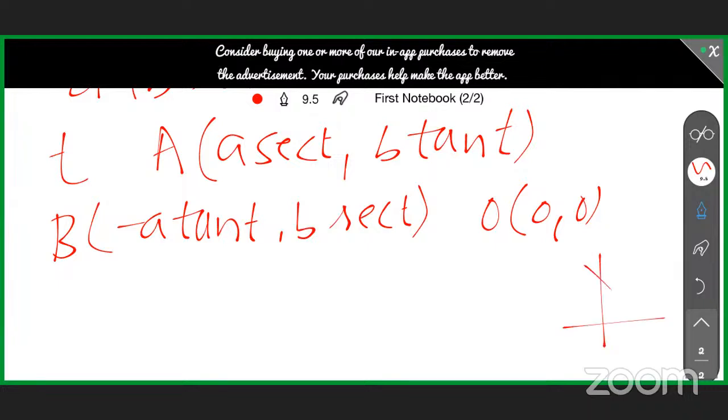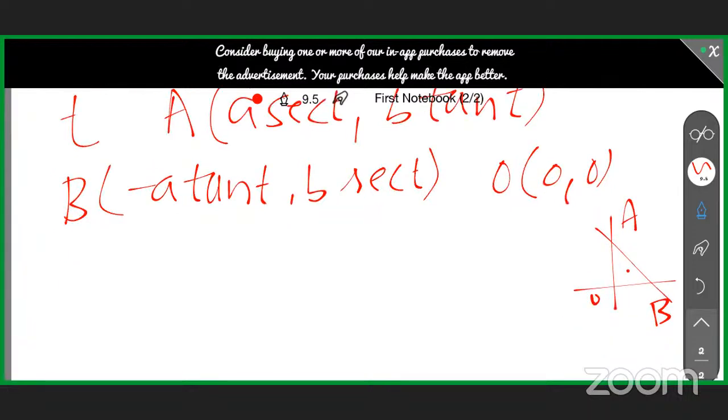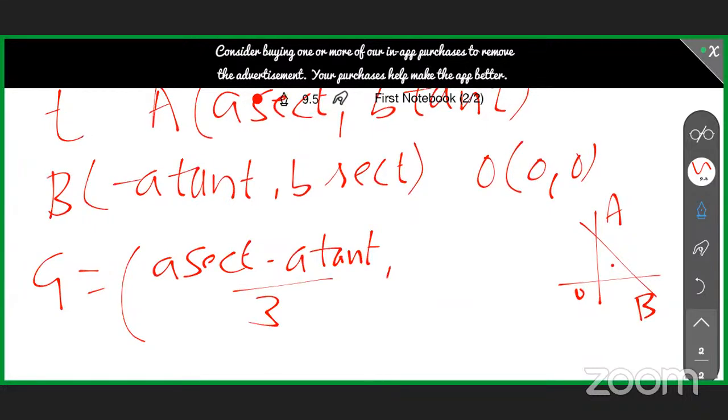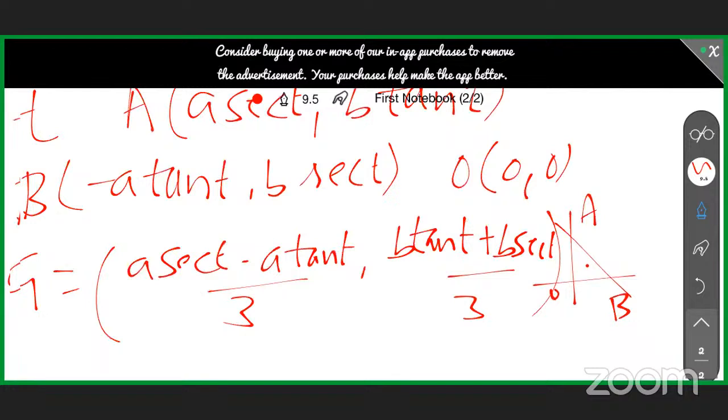Point A, point B, and point O. This triangle centroid is the equation we have to find out. First, we'll find the centroid of this triangle. G is equal to (a sec t minus a tan t)/3, comma, (b tan t plus b sec t)/3. This is what is called the centroid of this triangle.